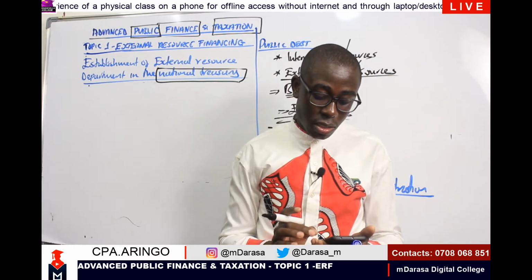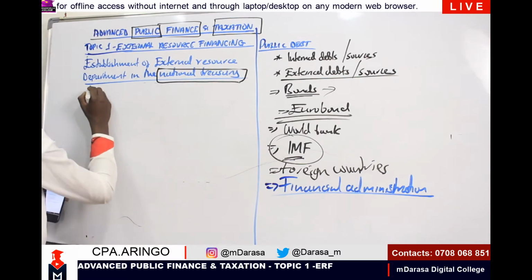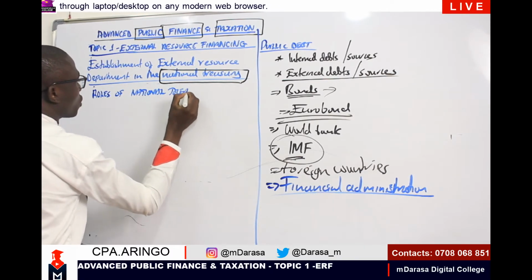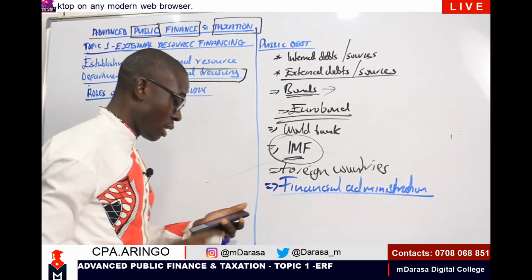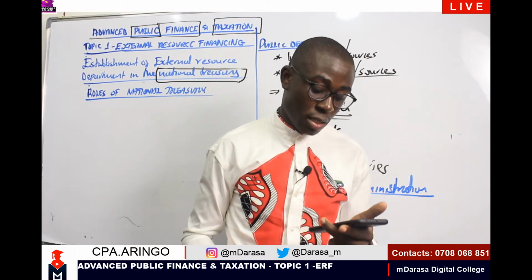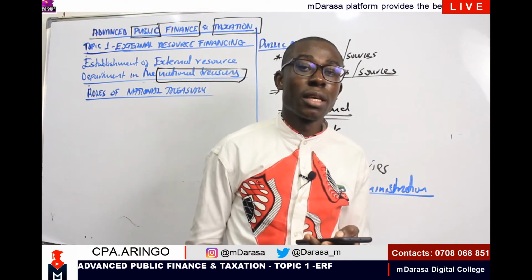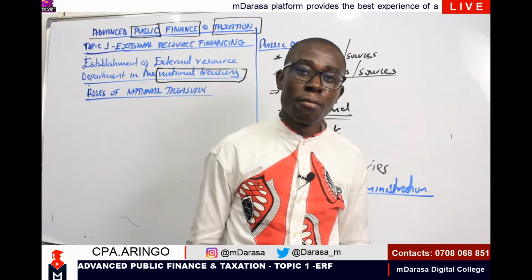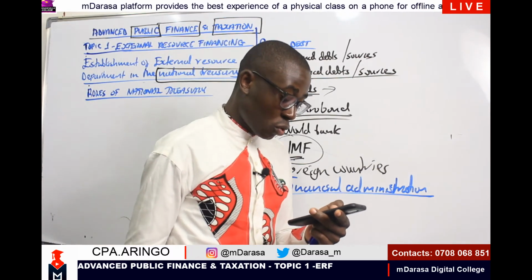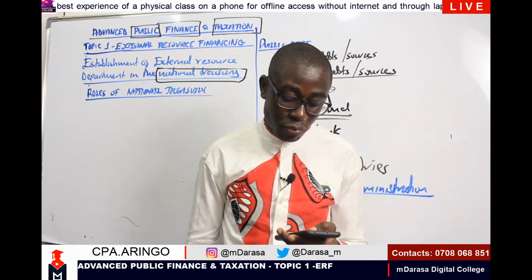To do that, a good question to be asked is the main roles of the National Treasury. What will we say if you're asked to describe and give the roles of the National Treasury? The first role is to assist the county governments to develop their capacity for efficient, effective, and transparent financial management. I repeat that statement: the first role of the Treasury is to assist the county governments to develop their capacity for efficient, effective, and transparent financial management.